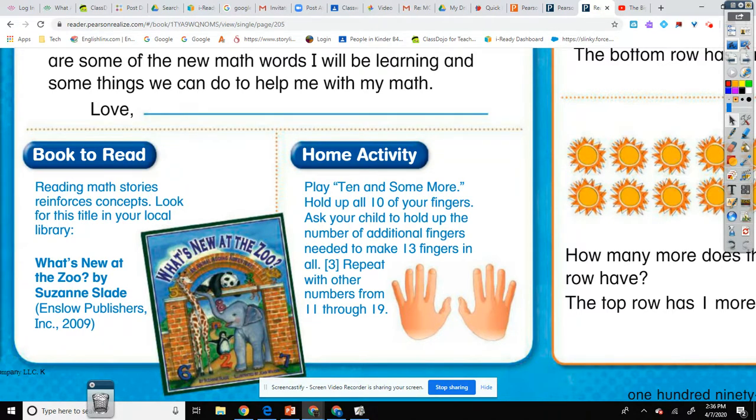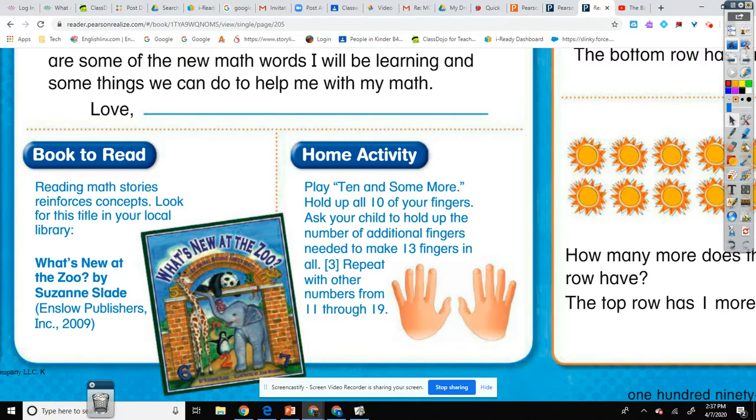So what this means is that you work with your child. This is for the parent to work with the child. Ask the child to hold up 10 fingers. That means both hands. The left hand has 5 fingers. The right hand has 5 fingers. So when they hold up both hands, they have 10 fingers. Now show another 3 fingers to indicate 13.